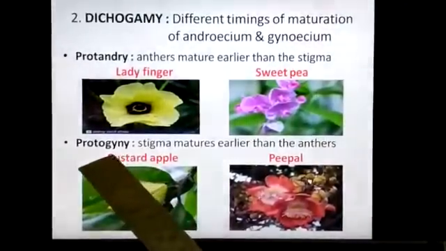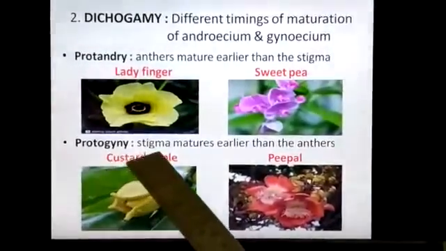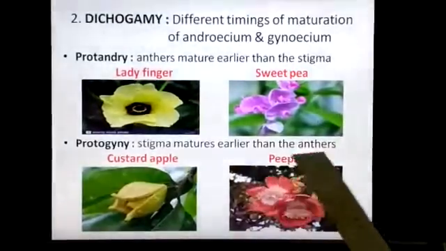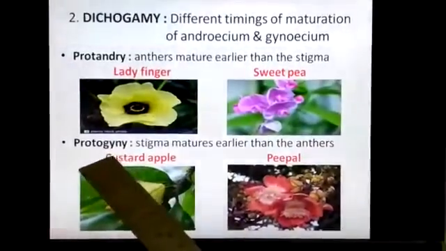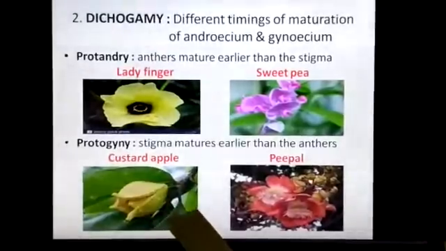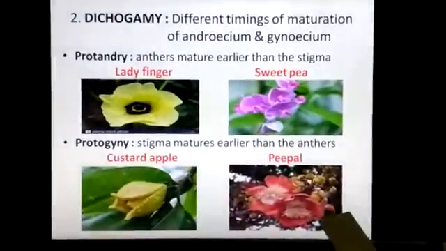The next condition is protogyny. In case stigma matures earlier than the anthers, it is termed as protogyny. Protogynous flowers are of custard apple and peepal.